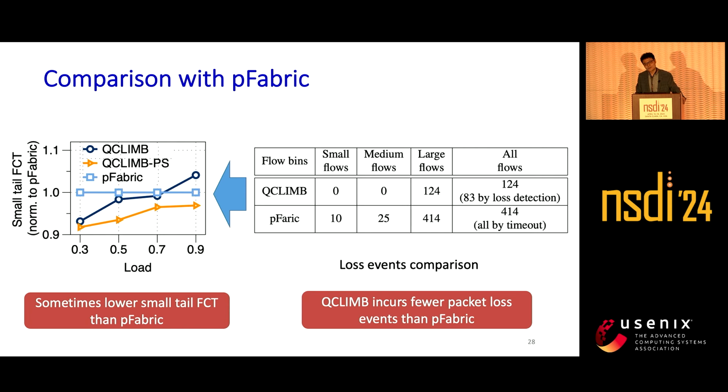An interesting observation is that sometimes QCLIMB can even deliver a slightly lower tail FCT of the small flows than pFabric. This is because QCLIMB incurs fewer packet losses than pFabric. We can see from this table, QCLIMB incurs 30% fewer packet losses than pFabric. And also most of the packet losses of our QCLIMB can be quickly detected by its priority-based loss detection mechanism. But pFabric can only detect the packet loss with timeout.